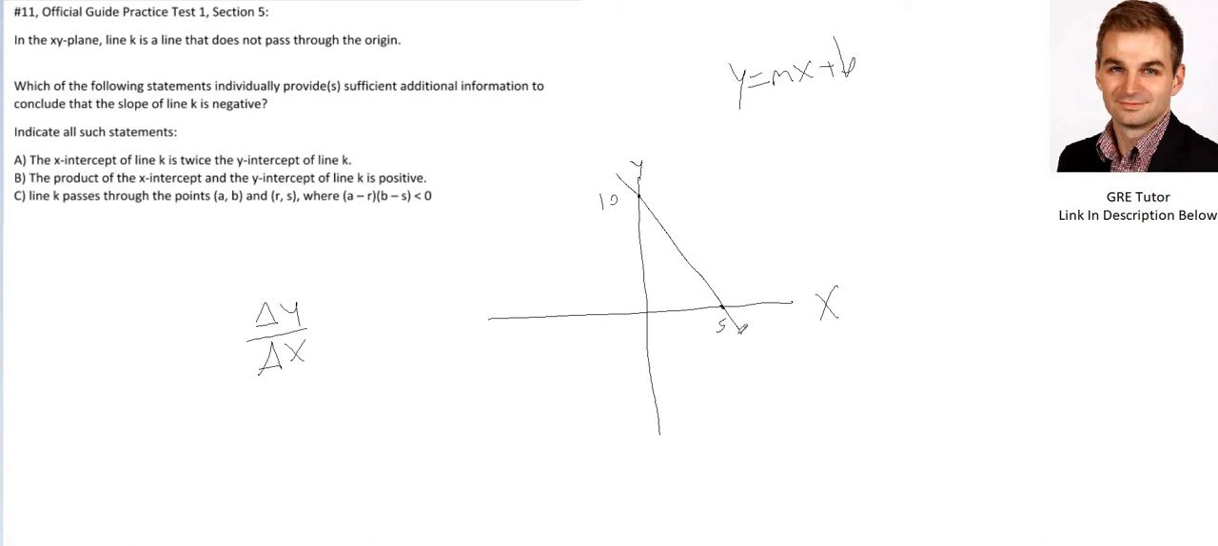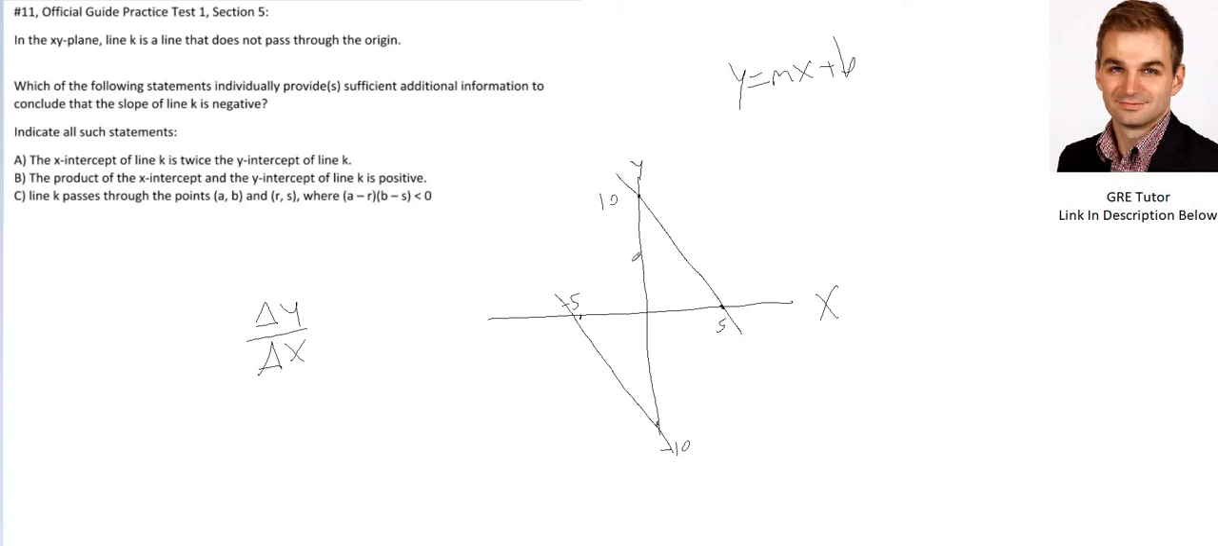So, x could be negative. Sorry, this could be at negative 5. Alright, so that could be the x-intercept is at negative 5. Now, if the x-intercept is negative 5, then twice of that is going to be your y-intercept, and that's negative 10. So that gets down to negative 10. And now you have a line that goes like this. Now, you notice that for both of these scenarios, the slope is going down.